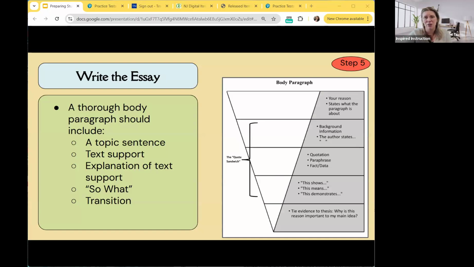And this is just a helpful visual, again an anchor chart, something they keep in their notebook, of what a body paragraph should look like. It's called the quote sandwich in the middle. And that's why I always tell them no drowning quotes. You need to make sure that you have stuff to surround that quote that has information before it and then the so what afterwards.